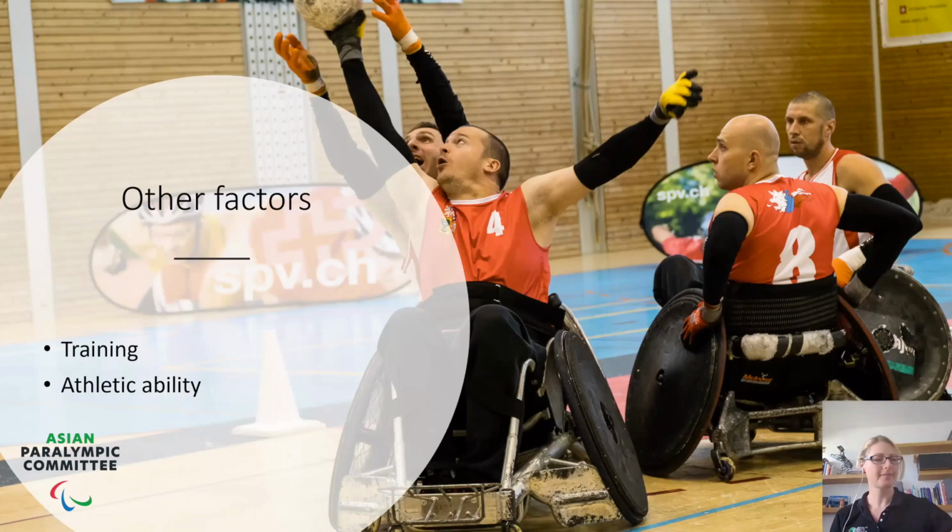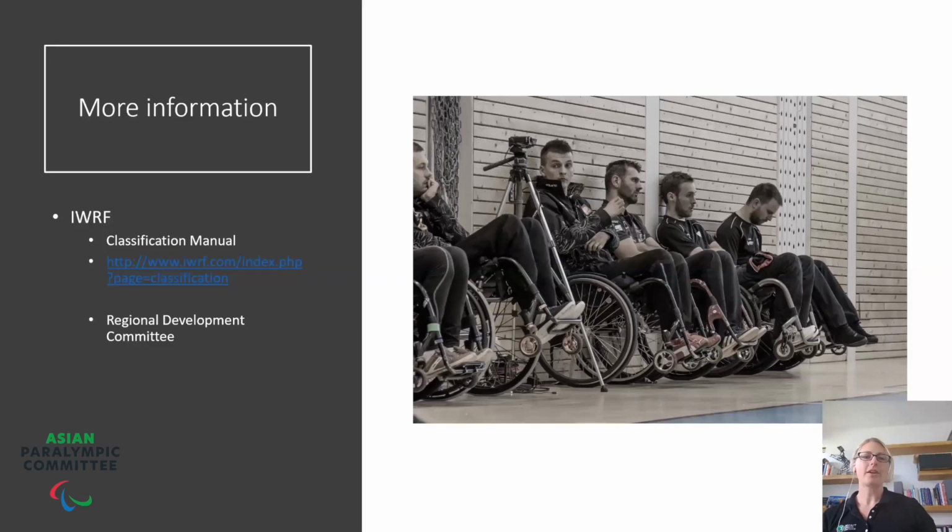So I want to finally point out some places you can get some more information. The International Wheelchair Rugby Federation has a great website, and there's a classification page on this where you'll be able to access everything from some really basic information on classification right through to the really detailed classification manual if you want more detailed information. The IWRF Regional Development Committee is another really great resource and a great point of contact if you want to get more information or if you need assistance with anything.